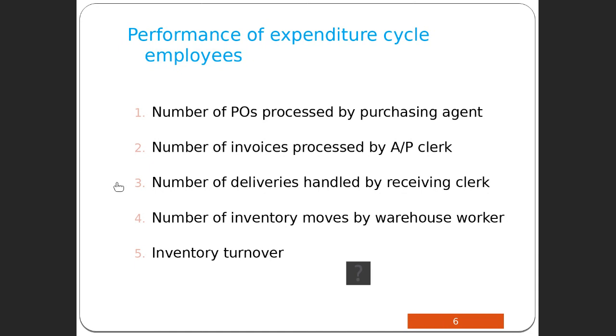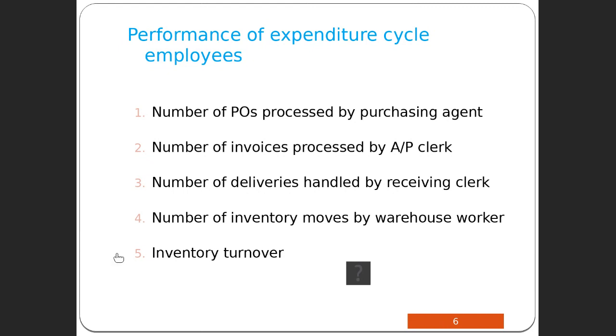Okay. Now, the next is number of inventory moves by warehouse worker. How many inventory items are moved from the delivery truck to the warehouse, and from the warehouse to the production facilities? How many inventory items are moved, and whether they're moved without damaging or losing the items. This is a metric that is useful in monitoring the performance of the warehouse workers.